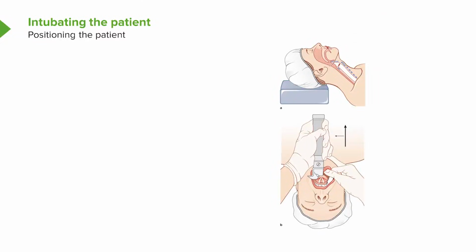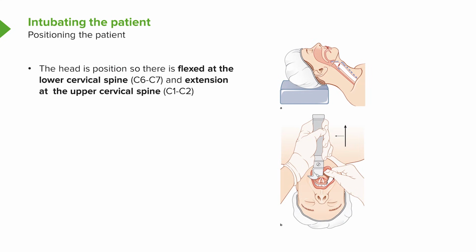This is the position we get the patient in before we intubate. So we try to flex at the lower cervical spine, so down at C6-7, flex forward, and then extend at C1-2. And this is known as the sniffing position. And you have to adjust that pillow under the head, sometimes underneath the shoulders, to lift the shoulders to improve the extension to get a good airway.